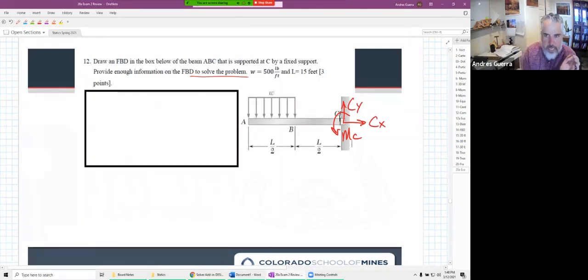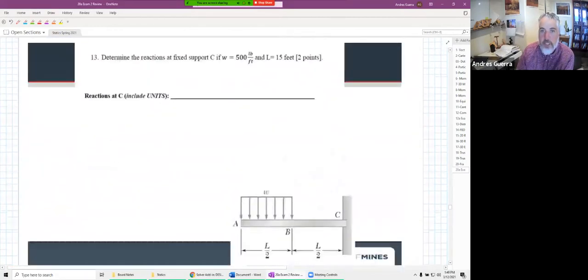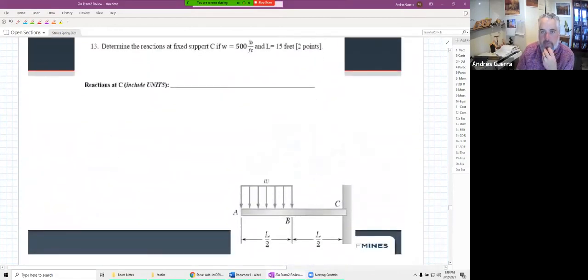And then I would need to finish labeling this with the 500 pounds per foot. And this would be 15 over 2 and 15 over 2. And that would be my completed FBD. Now it's asking us to determine the reactions at that fixed support C there.